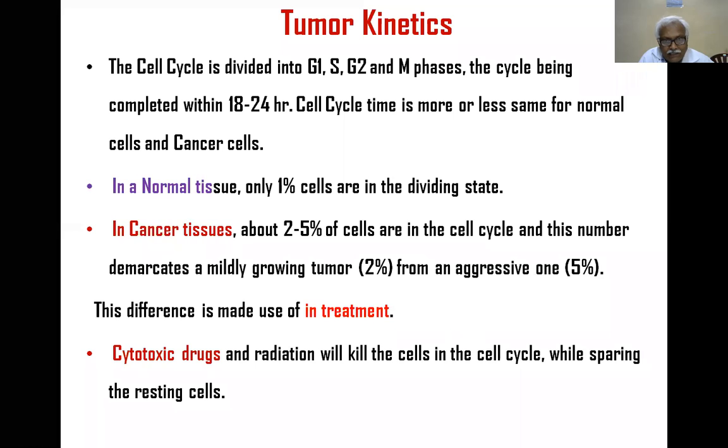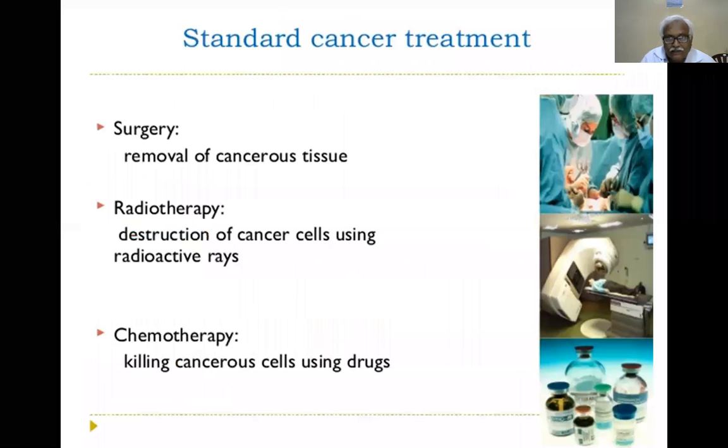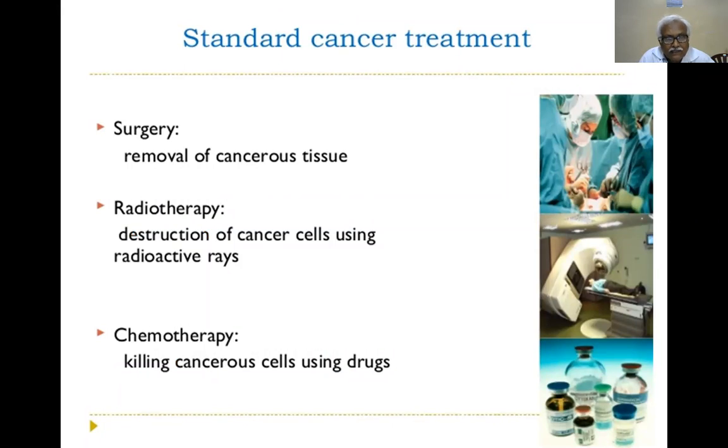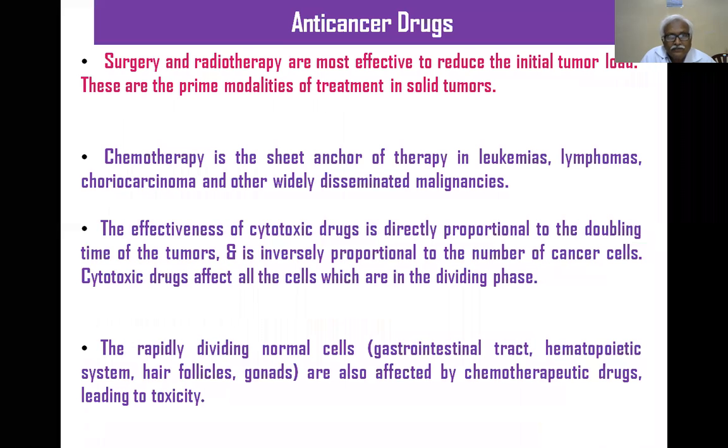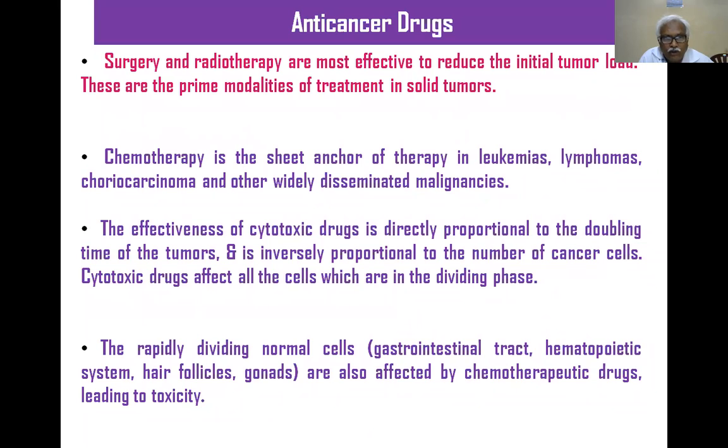Cytotoxic drugs and radiation will kill the cells in the cell cycle, sparing the resting cells. So standard cancer treatment includes surgery, removal of cancer cells; radiotherapy, destruction of cancer cells using radioactive rays; and chemotherapy, killing the cancer cells using drugs. Surgery and radiotherapy are most effective to reduce the initial tumor cells. These are the prime modalities of treatment in solid tumors. Chemotherapy is the sheet anchor of therapy in leukemias, lymphomas, choriocarcinomas, and other widely disseminated malignancies.